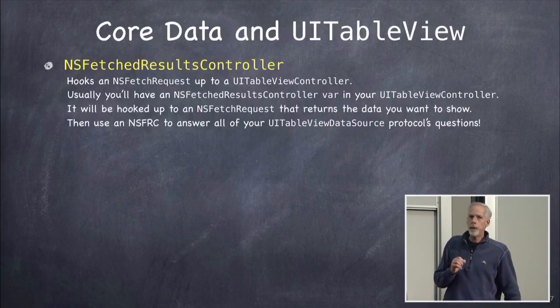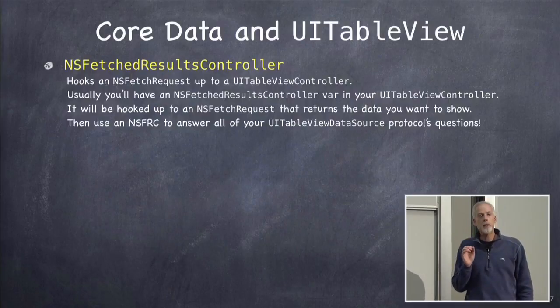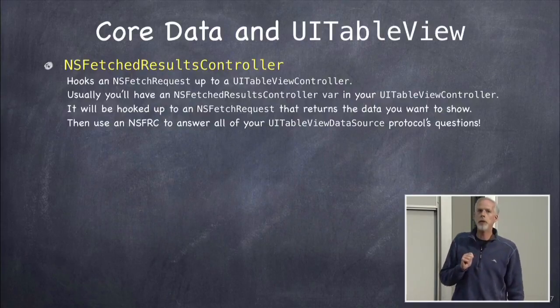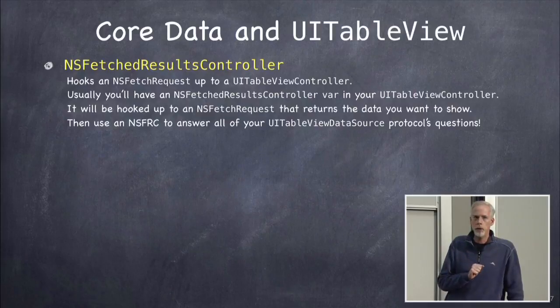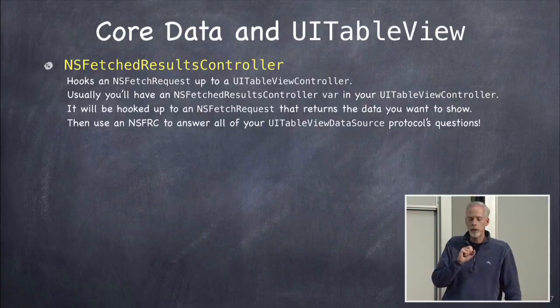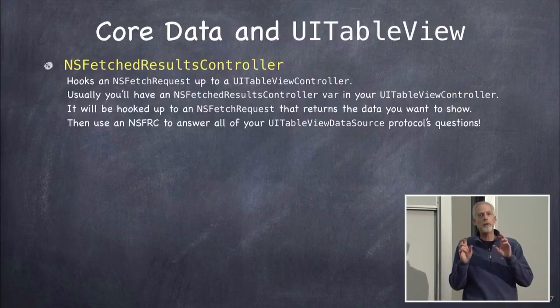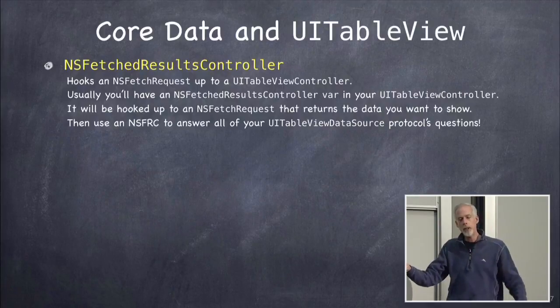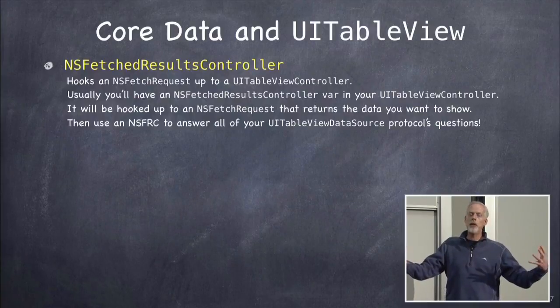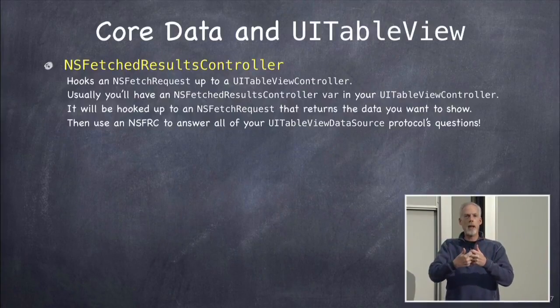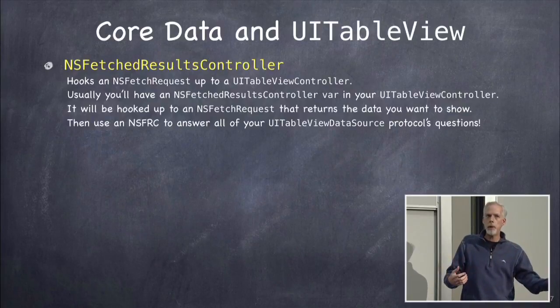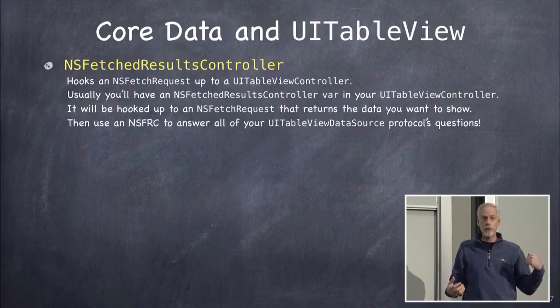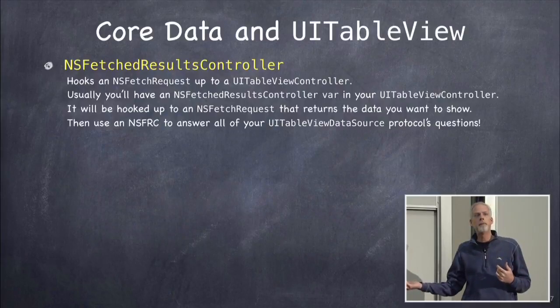So this is so common that Apple has invented this very important class called NSFetchedResultsController. This is not a view controller, okay? This is a controller that controls core data and UI table view talking together, but it's not an NSFetchedResultsViewController, okay? And all this NSFetchedResultsController does is it hooks up an NSFetchRequest that you create to a UI table view. And it hooks them up in such a strong way that if anything changes in the database that would cause that fetch request to return different results, it updates the table automatically.